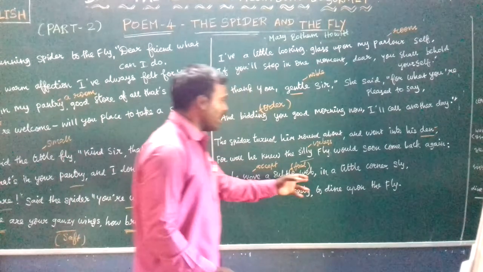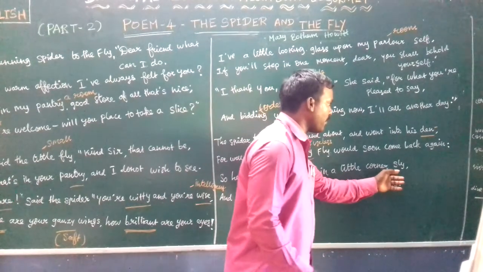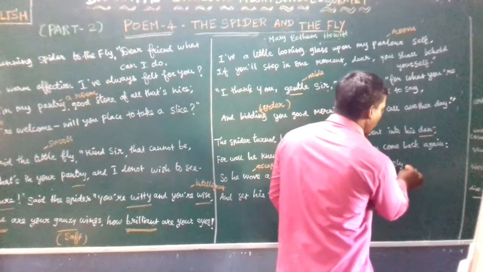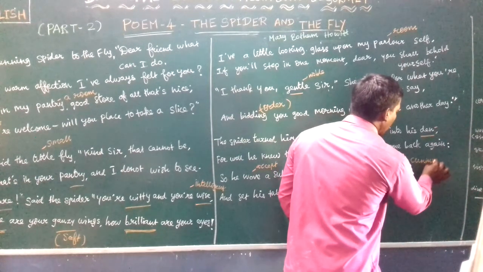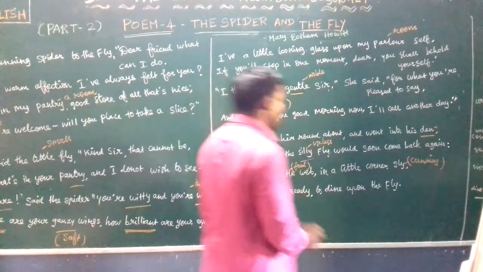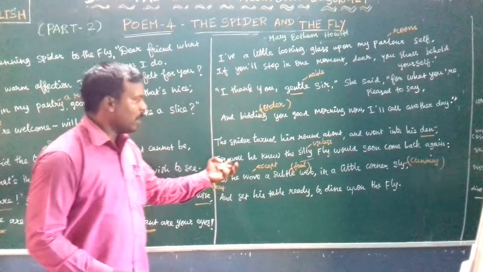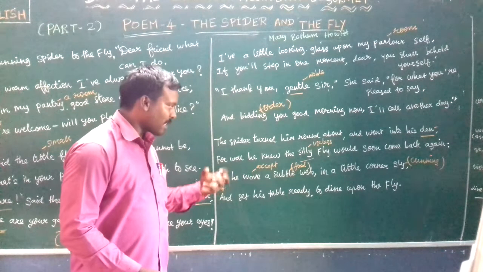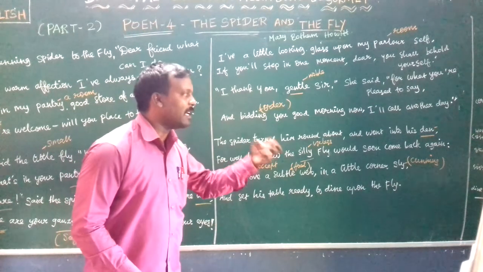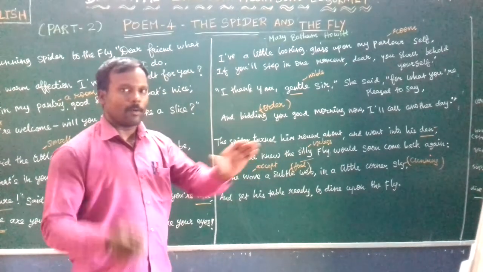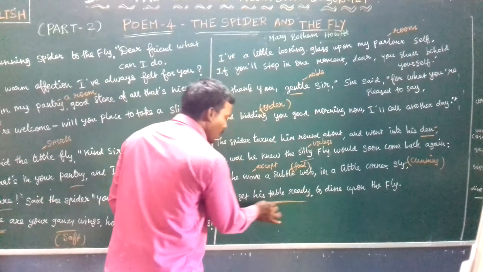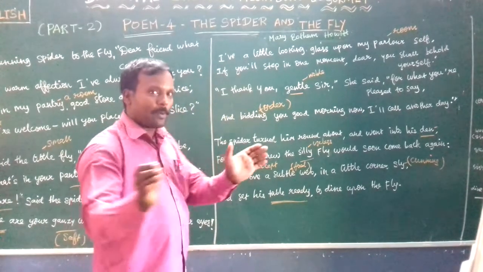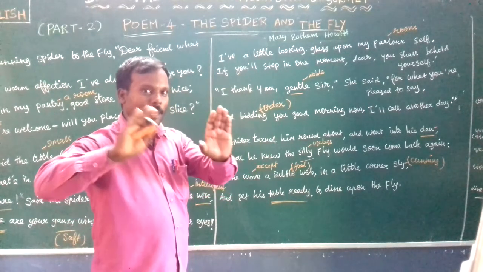Subtle means, okay, subtle. Well, in a little corner sly. Sly means cunning. So now the spider, when the fly comes in, accepts the fly cunningly. In a corner area, and set his table ready. So the fly is again prepared as food on the table.